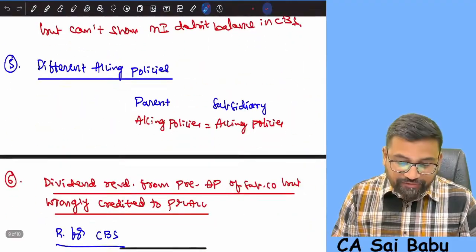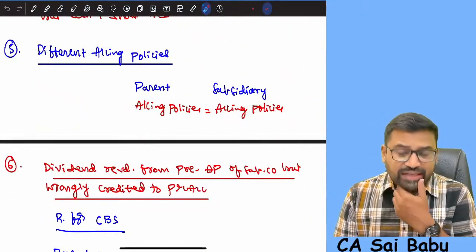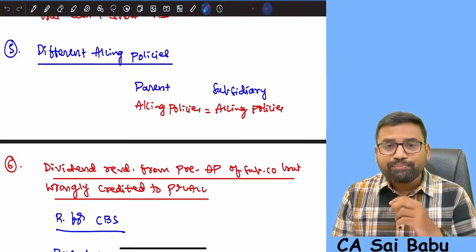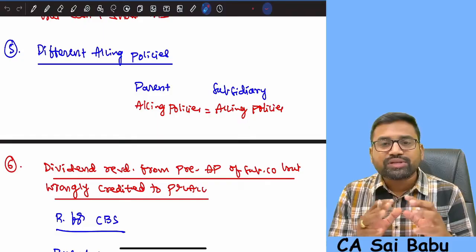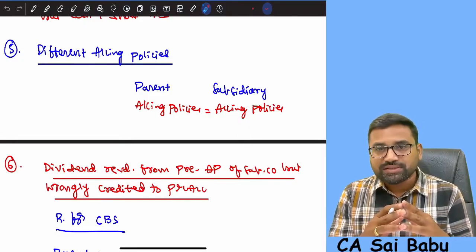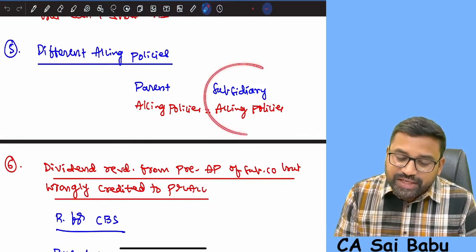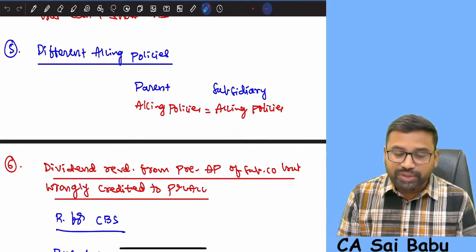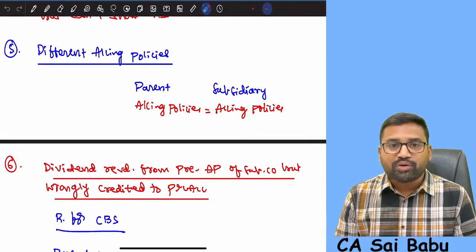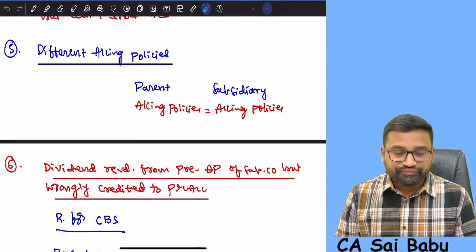And different accounting policies. See, in our material, sir, there is one question relating to it. Whenever you are doing consolidation of the parent and subsidiary, make sure that they have the same accounting policies. If the policies are different, what we need to do is, first, change the financial statements of the subsidiary company in accordance with the parent company accounting policies. Then only it will be considered for consolidation. Okay.